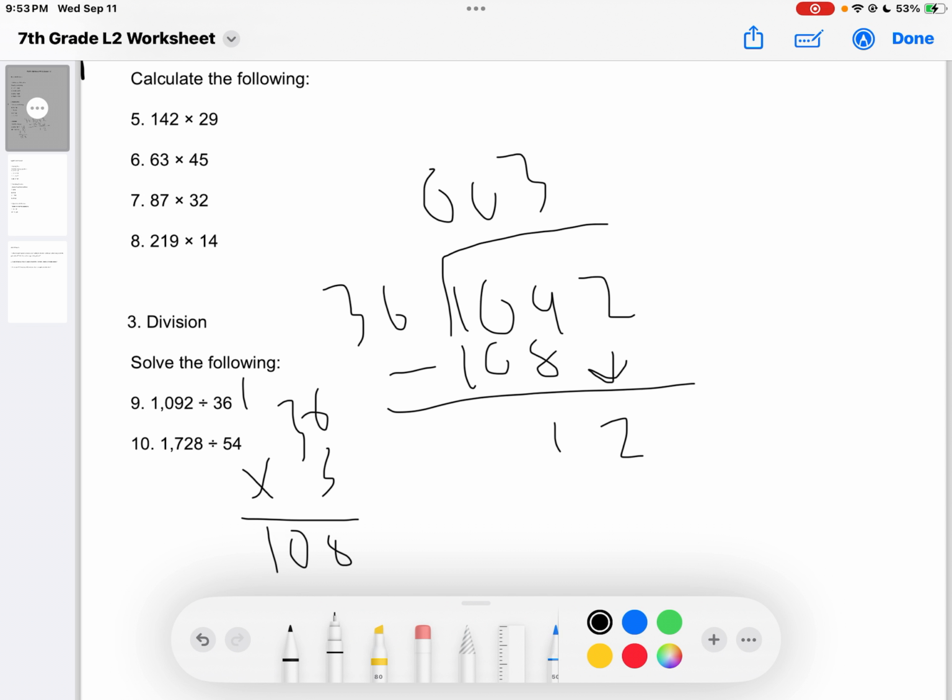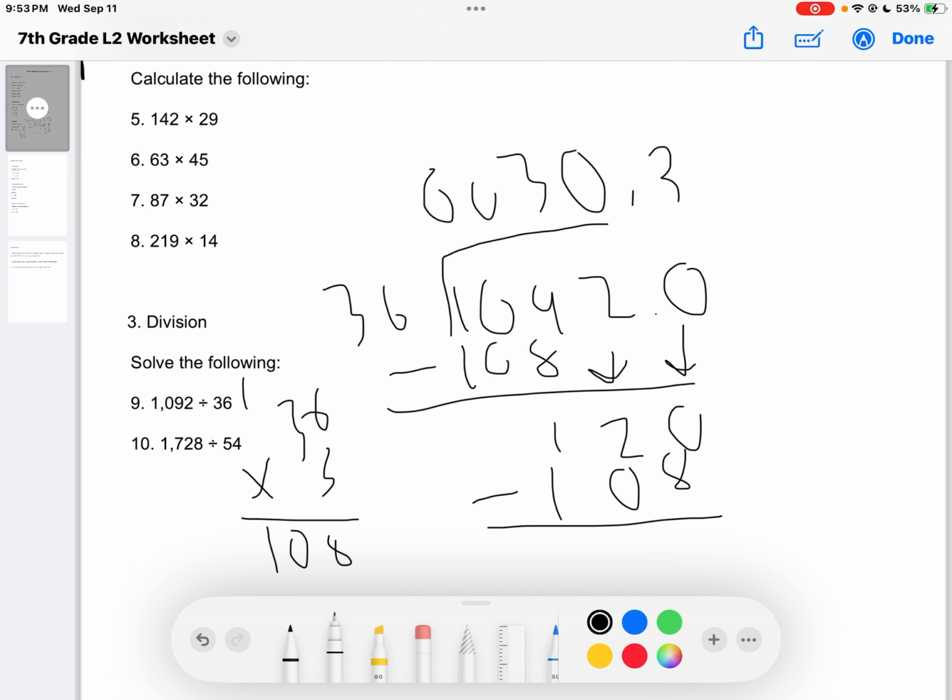36 can't go into 12, so you need to add a 0 above the ones place. Since there's no more numbers, you need to add a decimal point. Move on to decimals. Transfer the 0 down. 36 goes into 120 about 3 times. Subtracted by 108. 0 minus 8, you can't do that. Carry the 1. 10 minus 8 is 2. 1 minus 0 is 1. 1 minus 1 is 0.